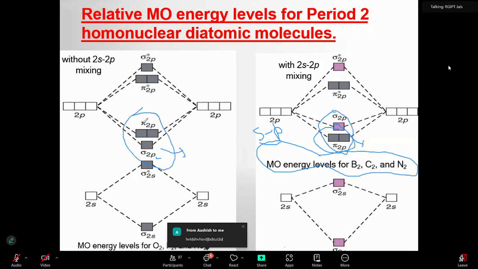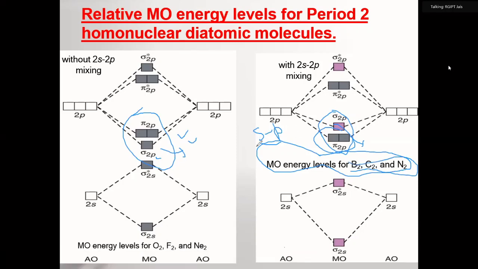In the other case, boron, carbon, nitrogen, due to smaller size, there is a formation of sp mixing, and 2px and 2py participate. Sigma 2pz has less energy as compared to sigma star, as compared to another.